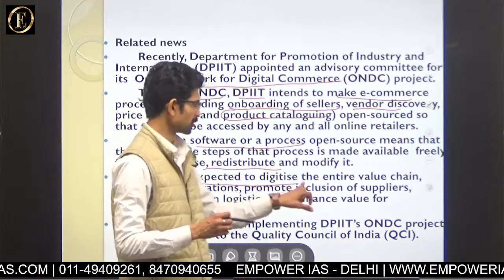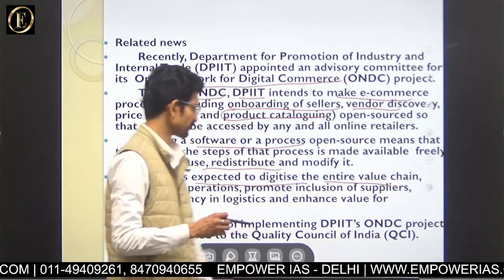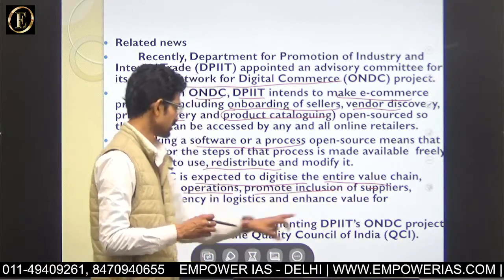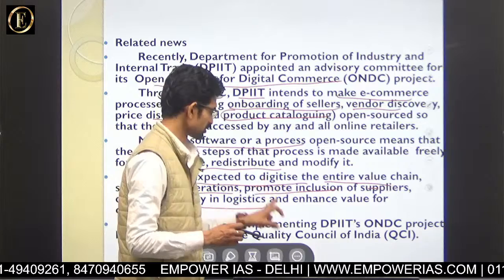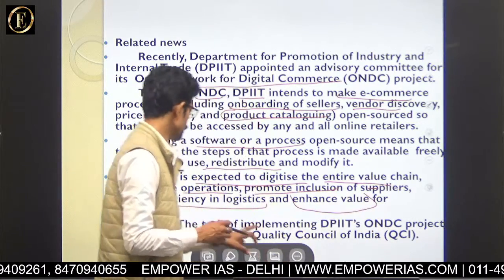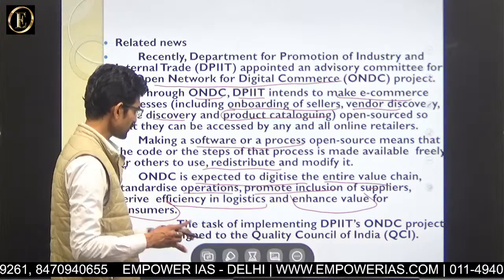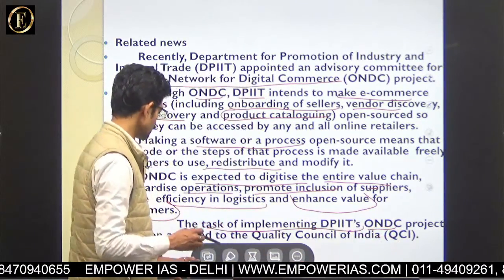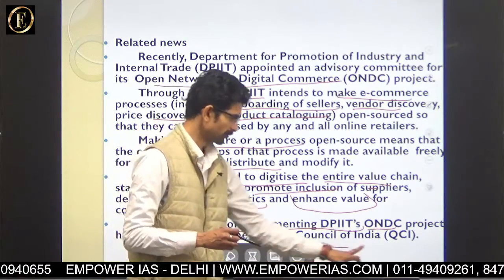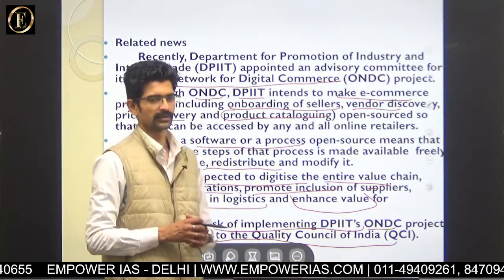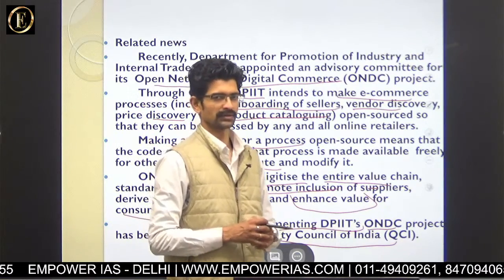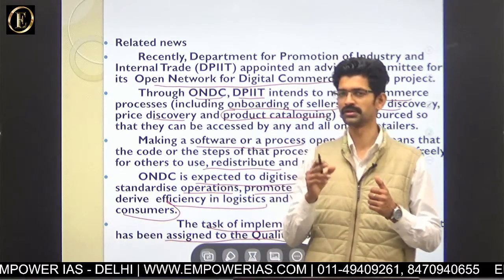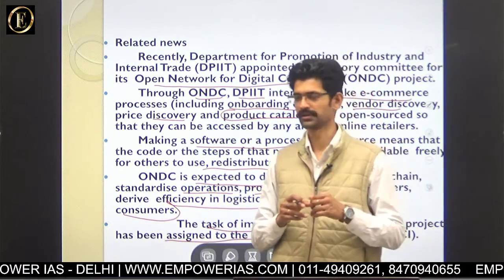Further, it is expected to digitalize the entire value chain component and the operations, promotion, inclusion of suppliers, as well as the efficiency in logistics and enhancement of value for the consumers. The task of implementing the DPIIT ONDC project is also propelled by the Quality Council of India. DPIIT और इंडस्ट्री प्रमोशन बोर्ड के द्वारा जो भी ई मार्केट प्रोडक्ट्स लॉन्च हो रहे हैं फ्रेंड्स, that is also under the mark of the Quality Council of India.